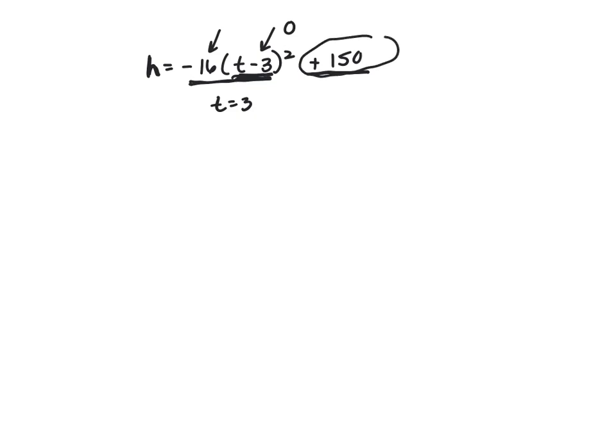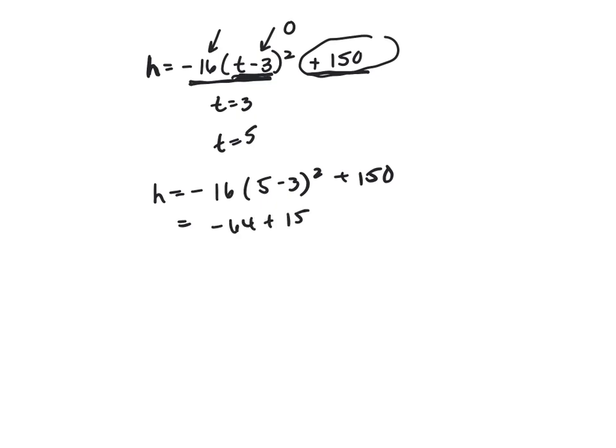Now here would be the maximum at time t equals 3, but it says 2 seconds after it reaches its maximum. So we're talking about 3 plus 2, or t equal 5. And that's going to be the number that you're going to plug in for time to figure out what the height is. And that's where we got the negative 64 plus 150. And then that's how we got 86.